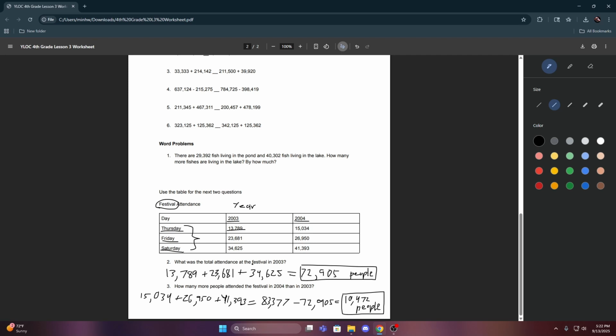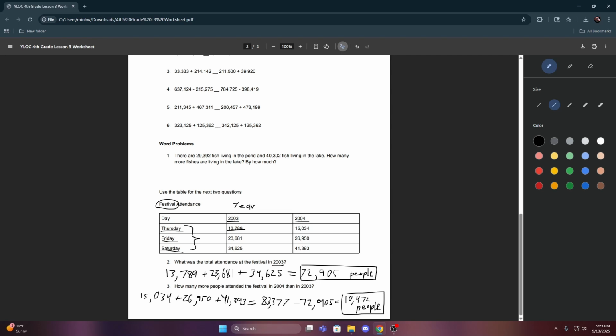Now, what was the total attendance at the festival in 2003? So now what this question is asking you is to find the total amount of people who came to this festival in 2003. And to do that, you need to add up the amount of people that came every day of the festival. Now I've shown that math already here because we've done a lot of addition earlier, and if you need to know how to do that, make sure to review that earlier in the video. But you should end up with 72,905 people who attended in 2003.